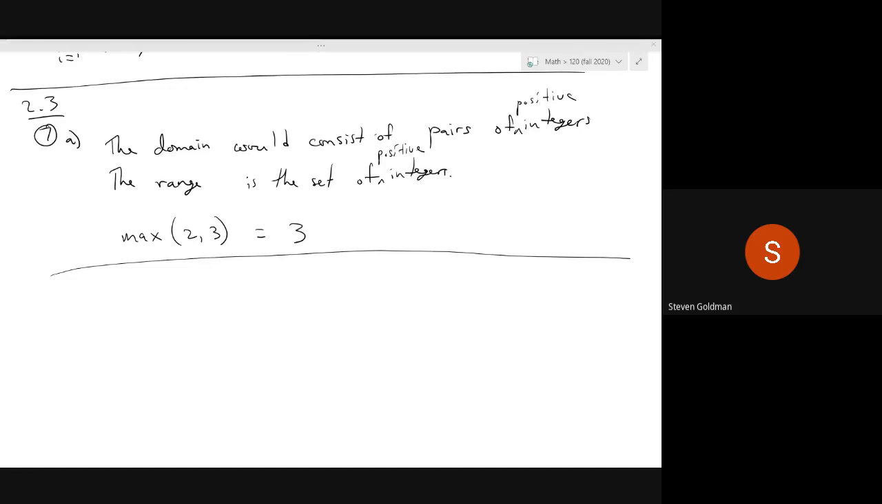So let's see how your textbook put the answer here. Somebody made a comment here. Let's see. Give me one moment.